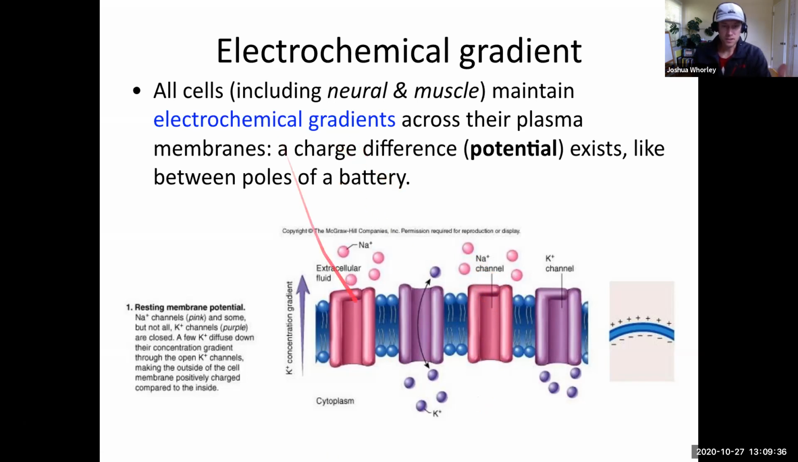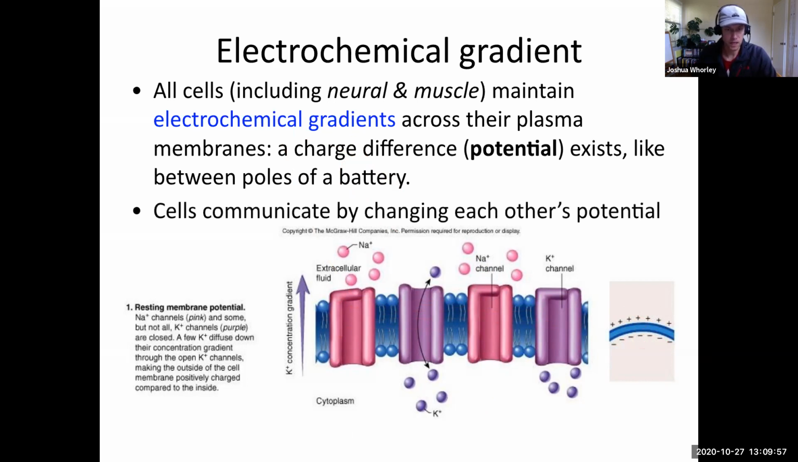Okay, so this is now showing plasma membrane here, these blue phospholipid molecules, and just tons of gated channels in here, right? And it's showing you the outside and inside, this charge separation, right? So it's a bit like a battery or a capacitor in that way. So the way that all cells communicate with each other, at least in this neuromuscular communication, is by altering the potential of each other.